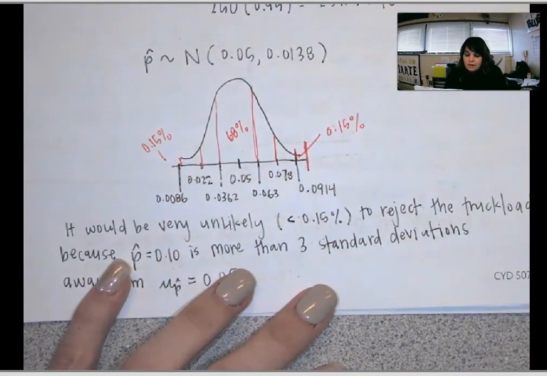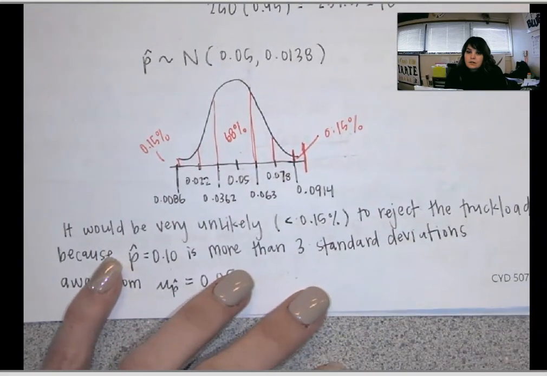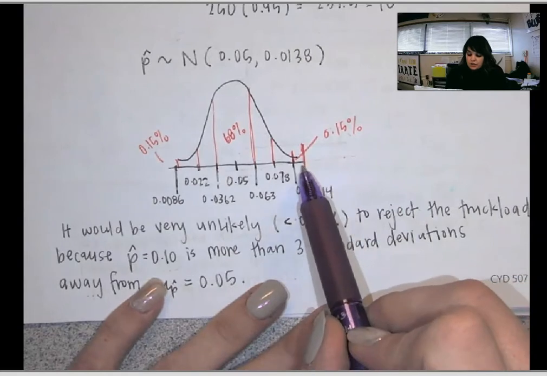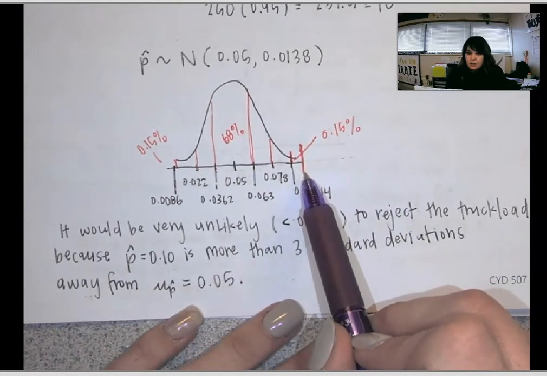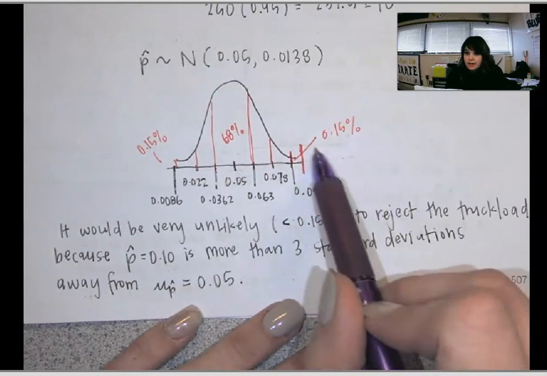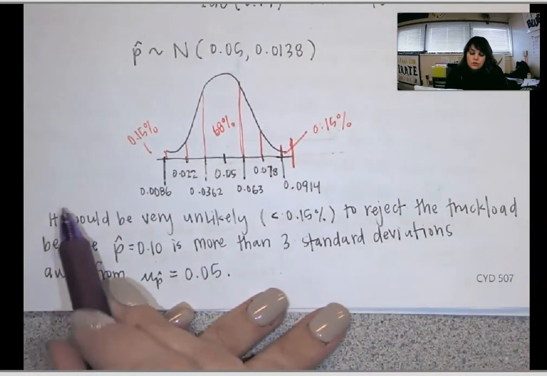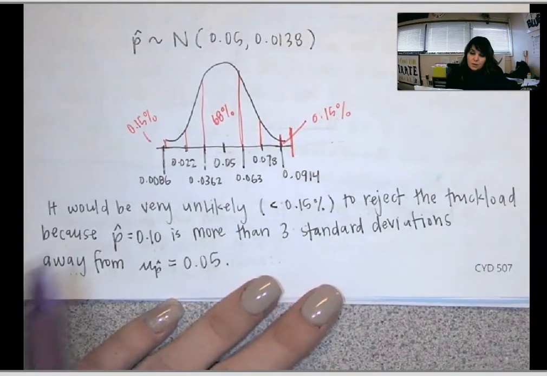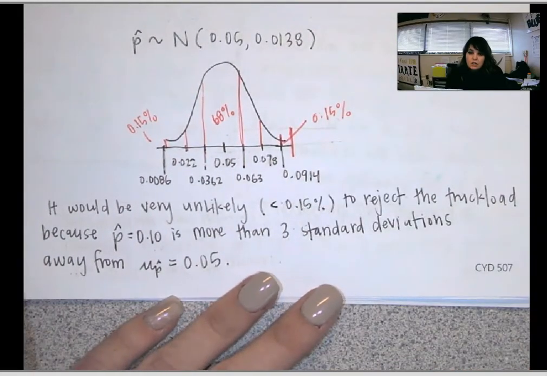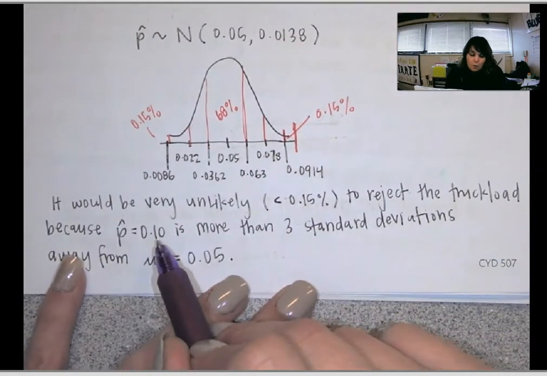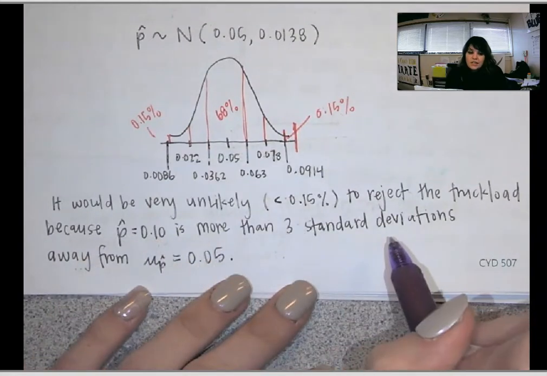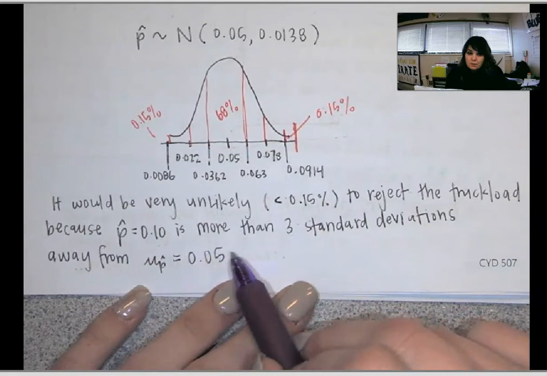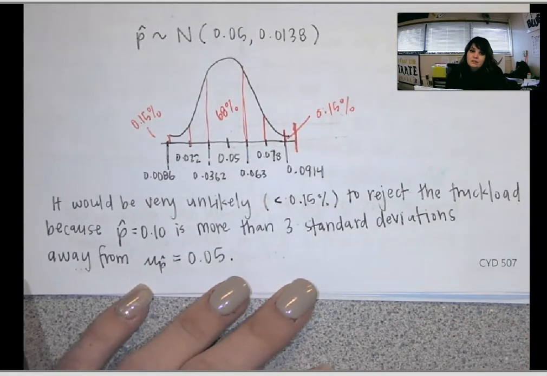So based off of our distribution, what percentage of the time does our truckload have 10% of potatoes that are unacceptable? Not very many, less than 1% of the time. So it would be very unlikely, less than that little bit of percent that is beyond the third standard deviation, to reject the truckload, because a P hat of 0.10 is more than 3 standard deviations away from the mean of 5. So very unlikely.